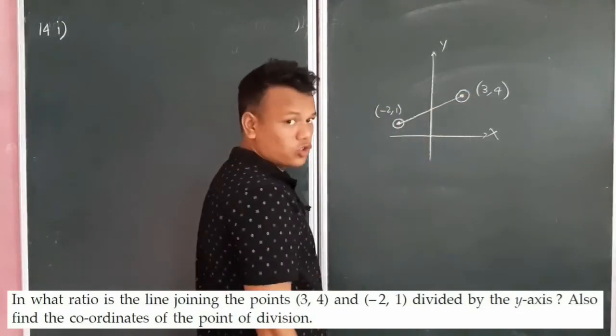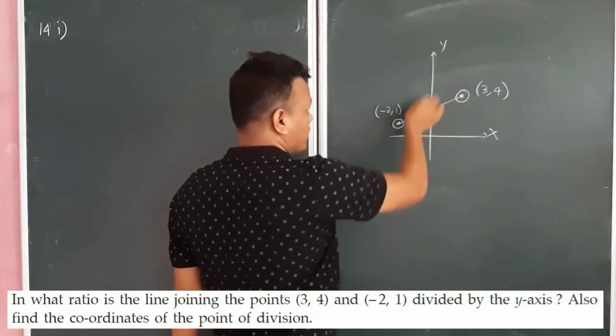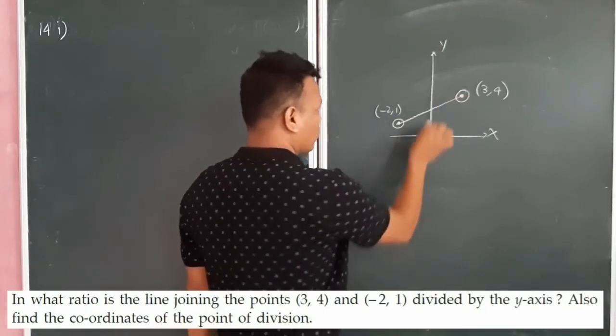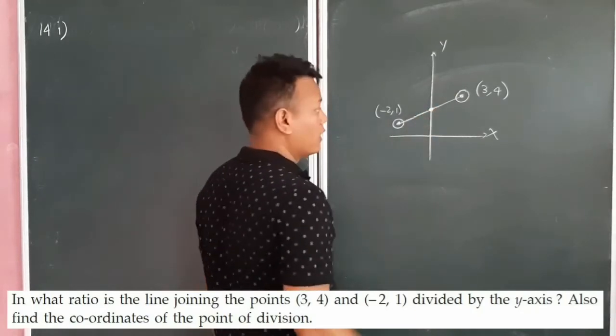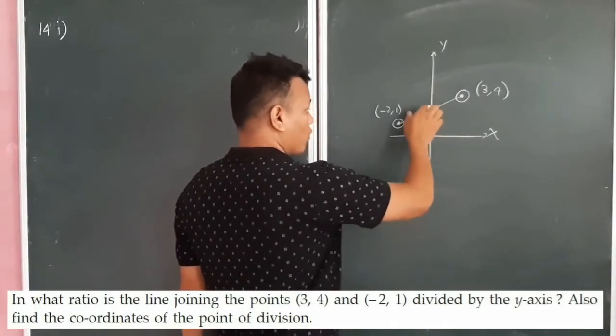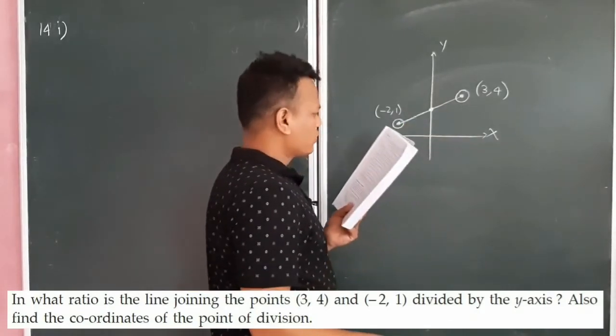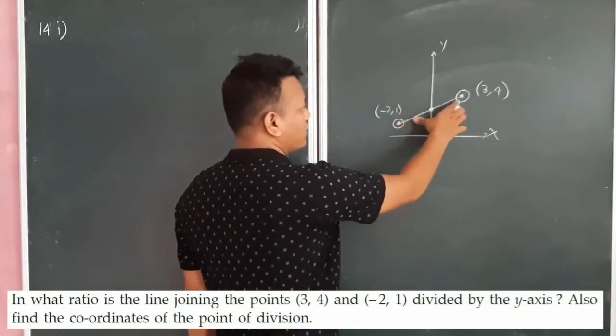So when you join, what is happening? The line segment joining these 2 points is intersected by the y-axis, right? So the line gets intersected at this point. Now according to the question, we need to find in what ratio does this point divide this line segment.